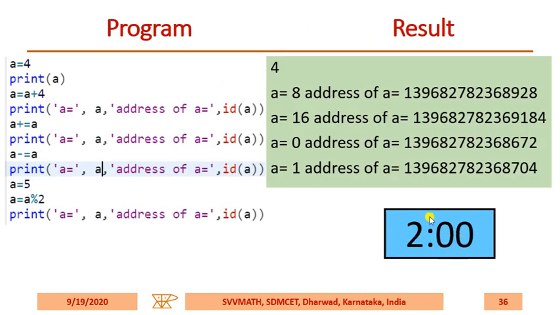Observe the output carefully. Take a few seconds. Simply I have added A equal to A plus 4, A equal to A plus A, A equal to A minus A. Observe the result. This is very easy to understand, but observe the addresses carefully. I will wait for another 5 seconds. You can pause if you want. Let us go to the next.